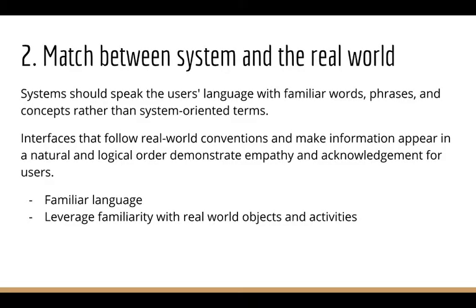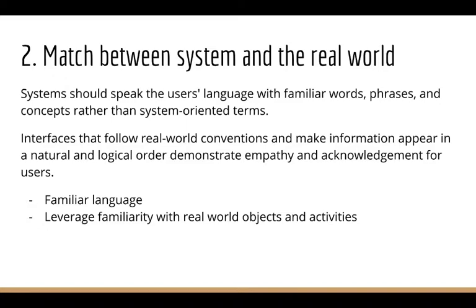Number 2 is a match between the system and the real world. That's really important. Systems should speak the user's language, with familiar words, phrases, and concepts, rather than something really system-oriented or using acronyms or something hard to understand. Also, aside from language, making something appear more natural to the user and having more empathy for the user's understanding of what that system is. I'll give a few examples.